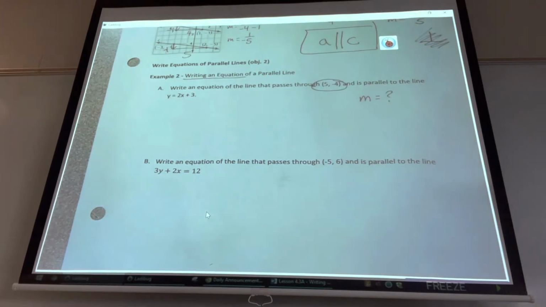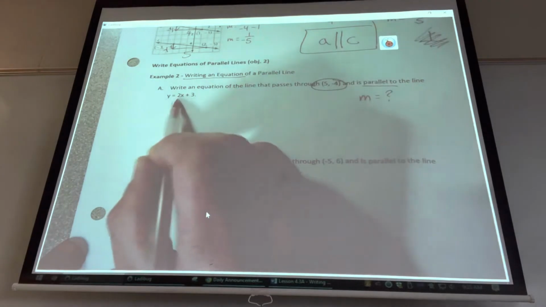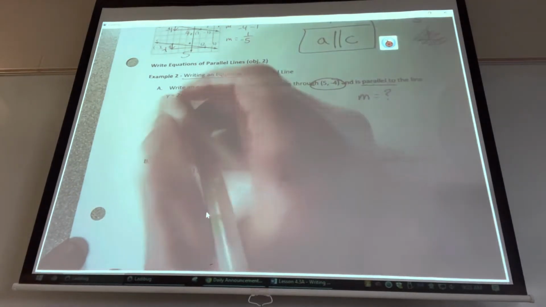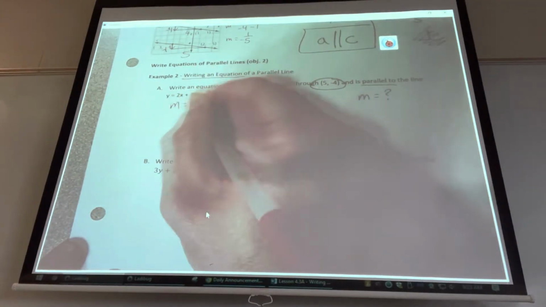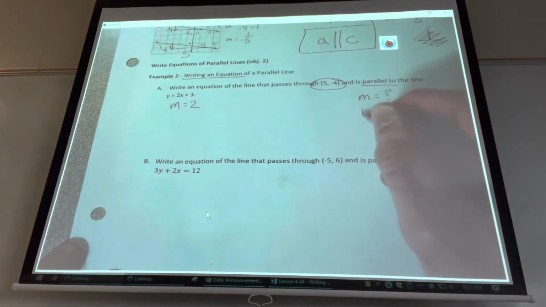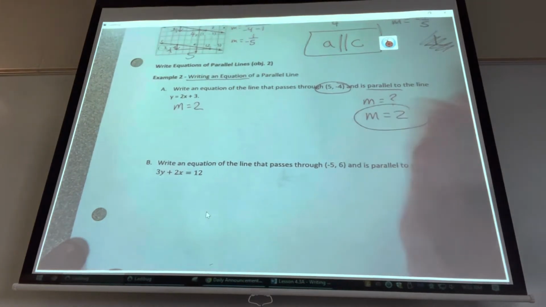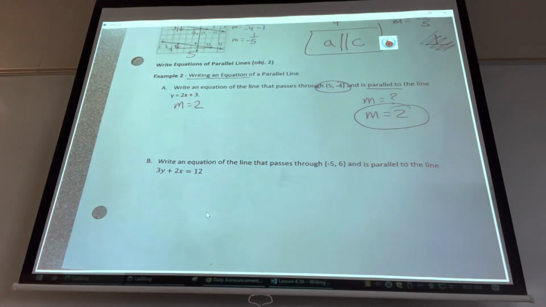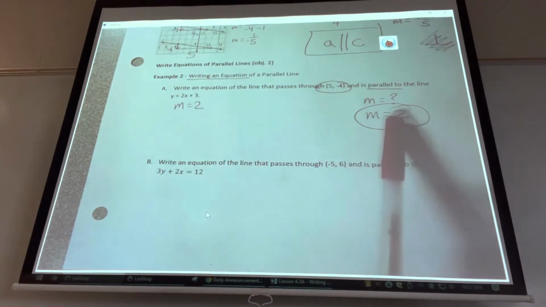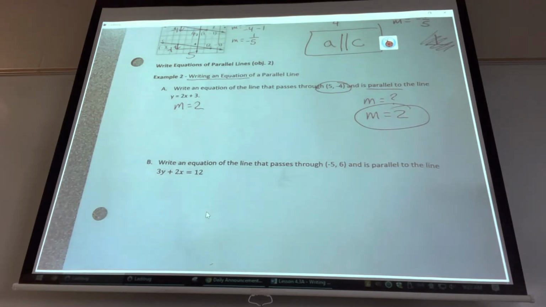We don't know the slope right off, but if they're parallel, what's the slope of this line? 2. And is that going to be our slope? Yes. All right. So class, if you're going to write the equation of a line that's parallel to another one, you're going to need a point, and then you're going to basically steal the slope. The slope's going to be the same.